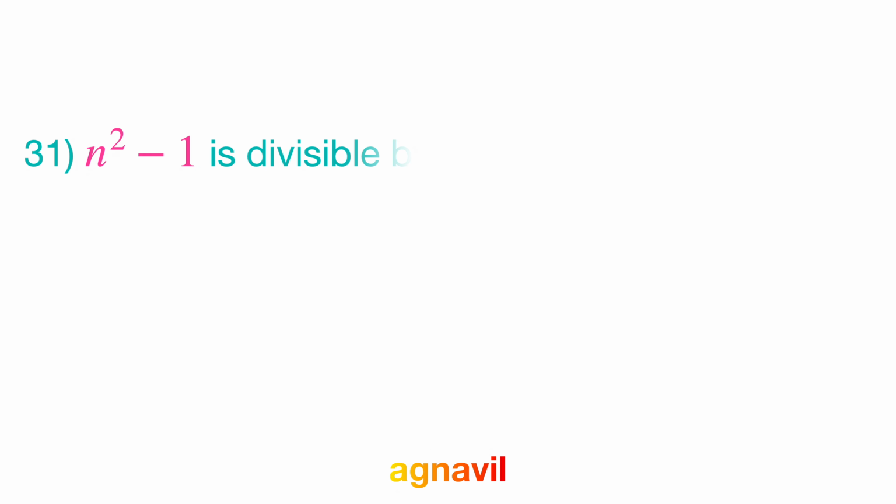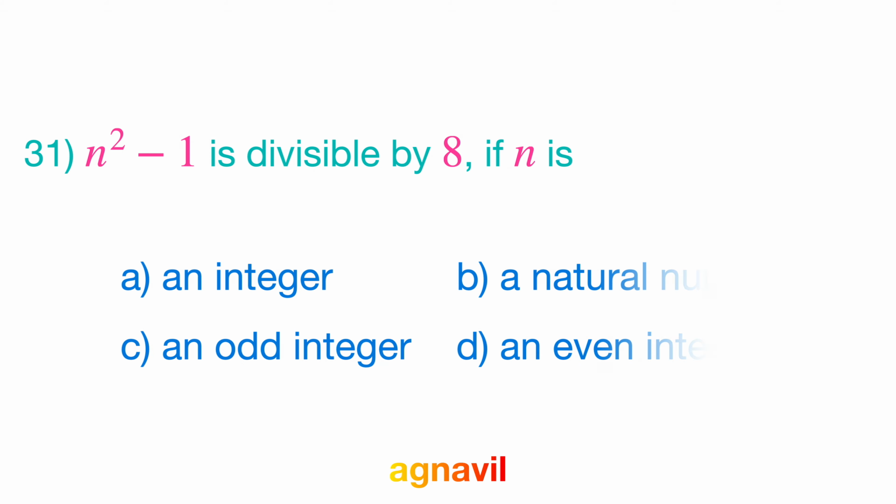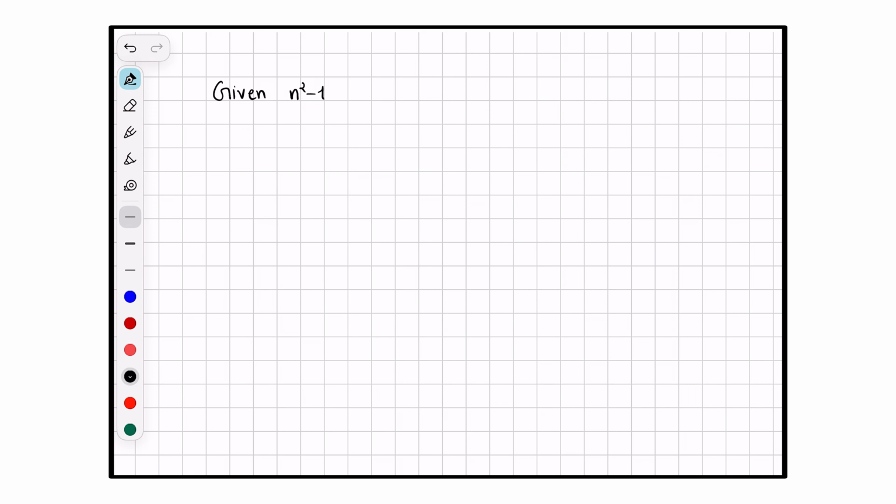n square minus 1 is divisible by 8 if n is option A, an integer, option B, a natural number, option C, an odd number, option D, an even integer. So it's given that n square minus 1 is divisible by 8. So we can write n square minus 1 will be an even number.